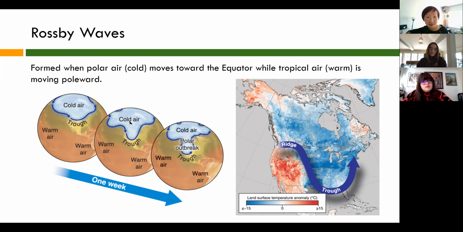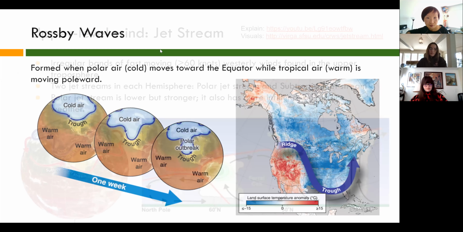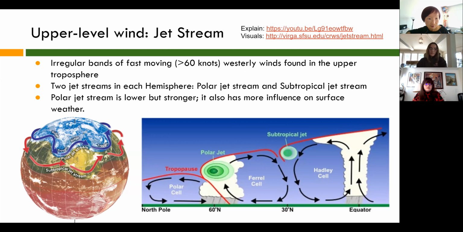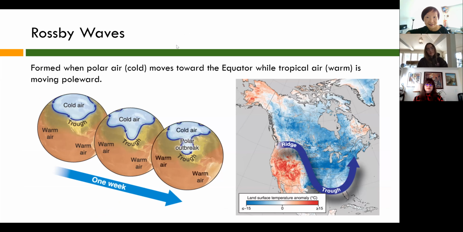Clear the drawings. You can see cold air from the north, right? Let me change the color to red. Okay, here we go. So this is the cold air from the north, right?